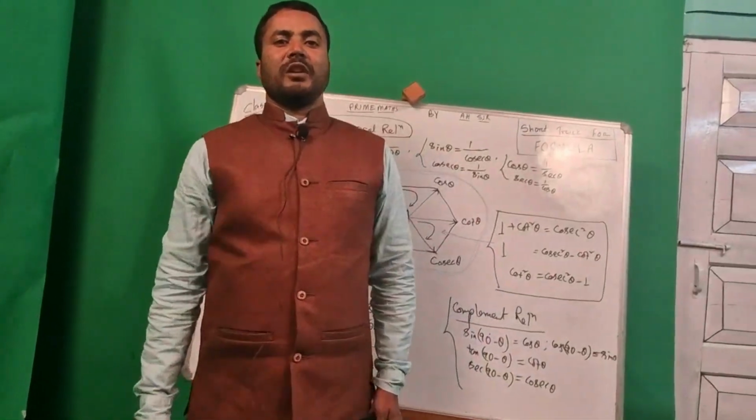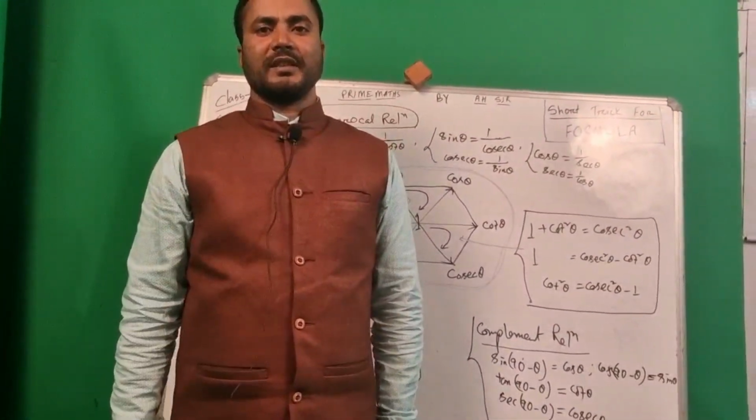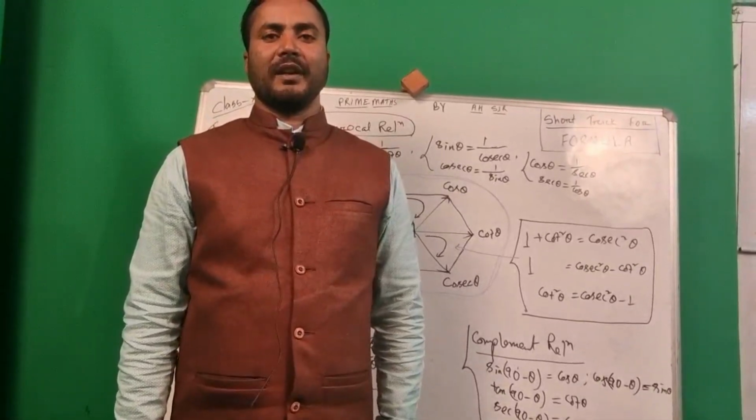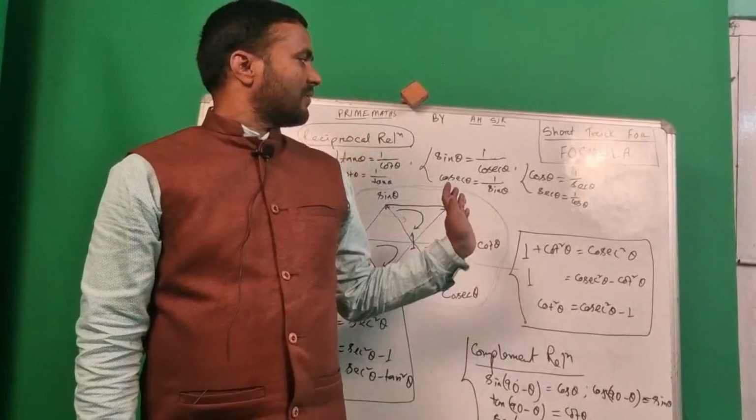So one more class you'll get for remembering the table and all. What is the value of sine 60, sine 30, sine 45, 90? That one you'll get in another class. For today, this much for shortcut tricks.